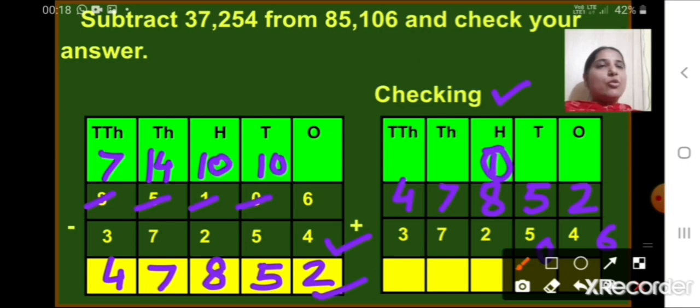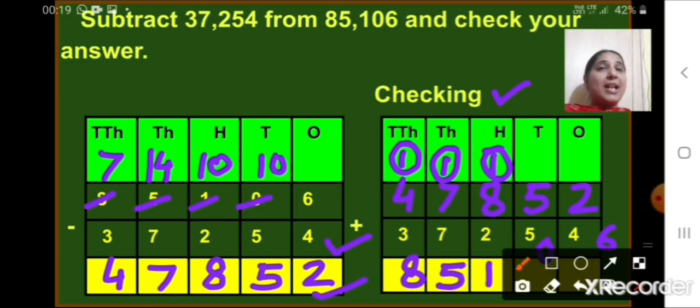Now 8 plus 2, 10 plus 1, 11. So 1 we will write here and 1 will be carried over to the thousands place. So 7 plus 1, 8. 8 plus 7, 15. So 5 we will write here and 1 will be carried over to the 10,000s place. So 4 plus 1, 5. 5 plus 3, 8.